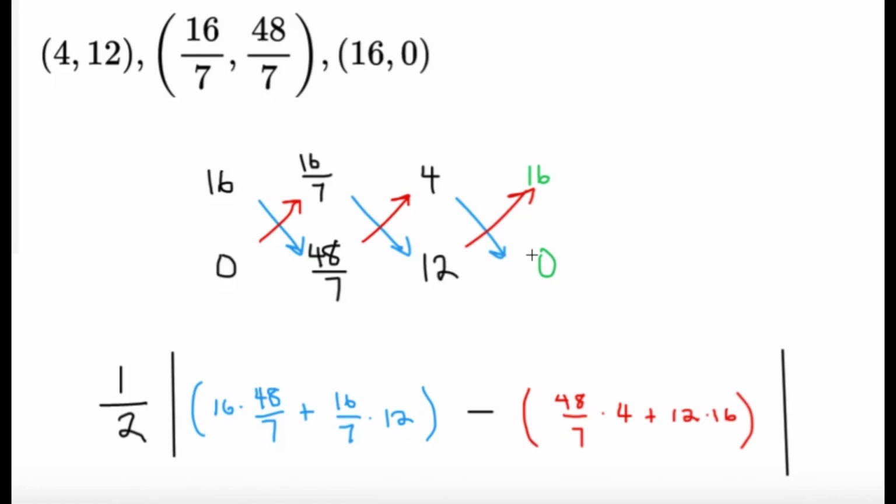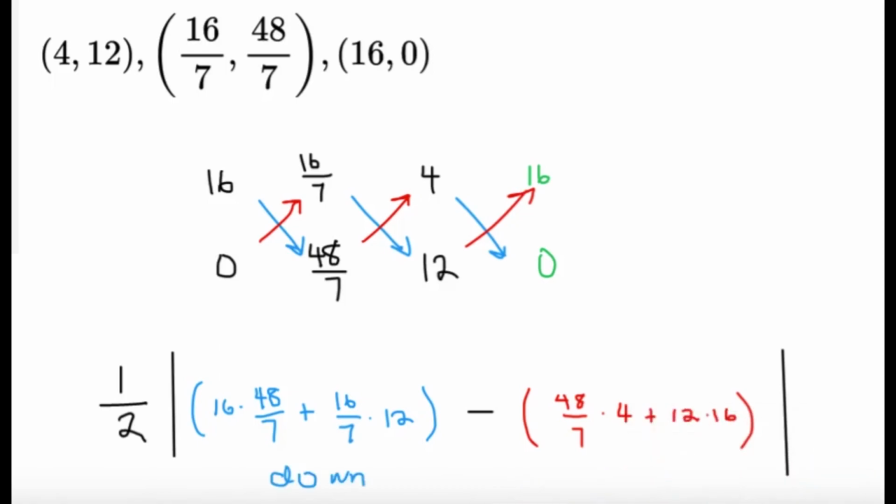Then we're going to take the product of each: 16 times 48/7, 16/7 times 12, and then the 4 and the 0. Well, there is a 0, so I just didn't include it in the sum, but generally it's going to be the sum of the 3 products. That's for the down, as you can see here in blue. And for the up, same thing: 0 times 16/7, but it's just 0, that's why I didn't include it in the sum, 48/7 times 4, as you can see here, and then 12 times 16. This is going to give us the up sum.